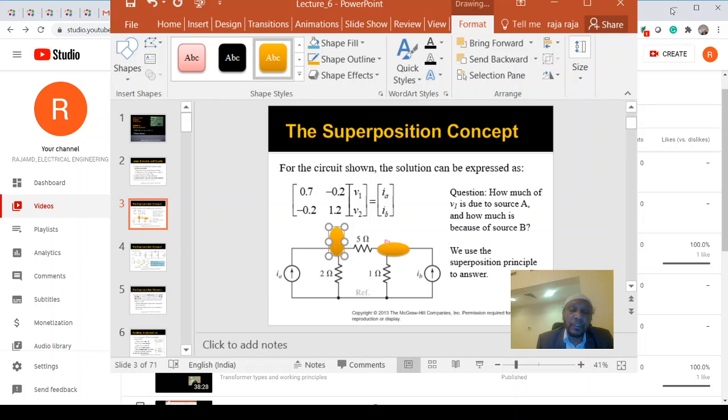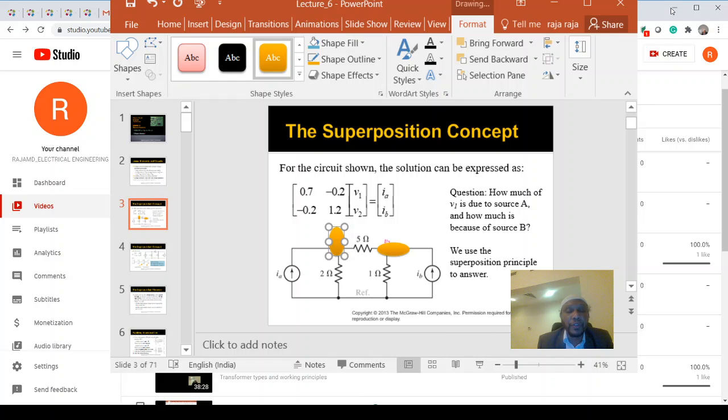So now the question is very clearly given. Again, I read it: how much of V1 is due to source A? You get that from step 1, the share of V1 from that source. Similarly, in case 2, they ask how much is because of source B, which you get from case 2. If I want to find the total, I go for case 3: V1 equals V1 dash plus V1 double dash, and V2 equals V2 dash plus V2 double dash. That is the statement of the superposition principle.